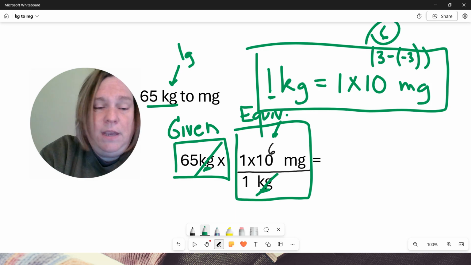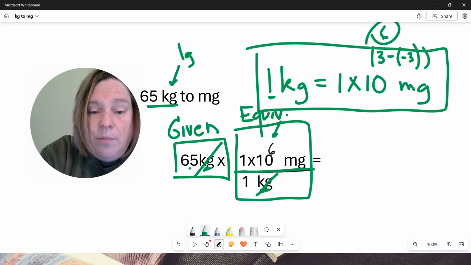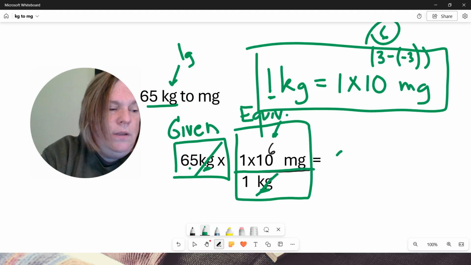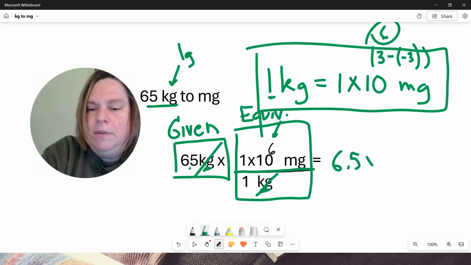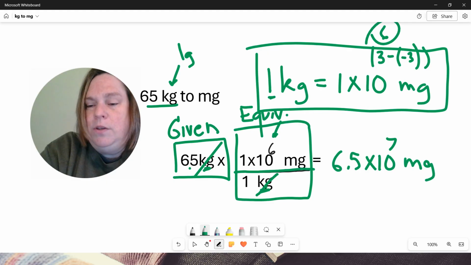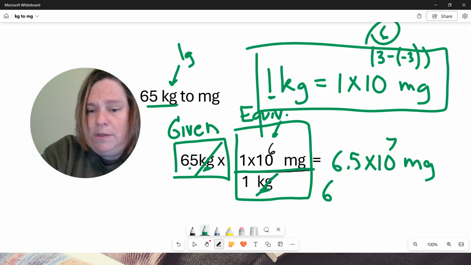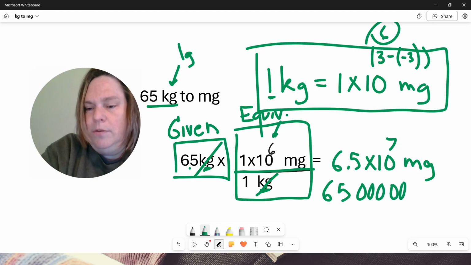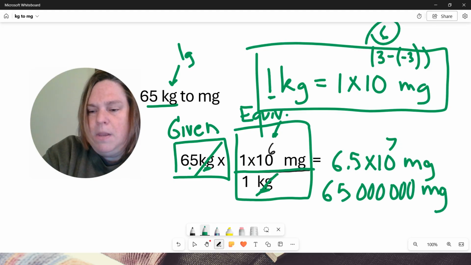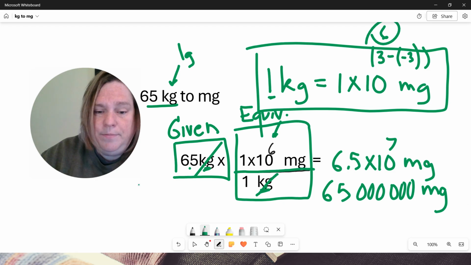So how do I solve this to get the final answer? On my calculator, I'm going to take 65 times everything on the numerator, 1 times 10 to the 6th, and then divide by the denominator, 1. And I am going to get 6.5 times 10 to the 7th milligrams. And if you don't want to use scientific notation, it'd be 6, 5, and 6 zeros milligrams. Let's try another problem.